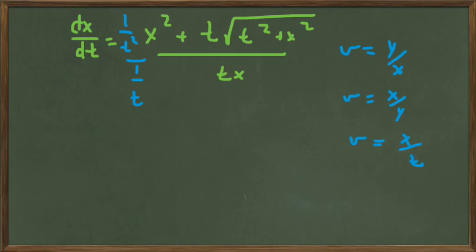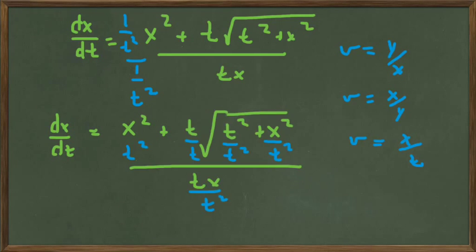And so where does that get us when we bring that 1 over t squared through? We get dx over dt equals this. So we've divided everything through by t squared, and does it allow us to separate everything into the x over t form?